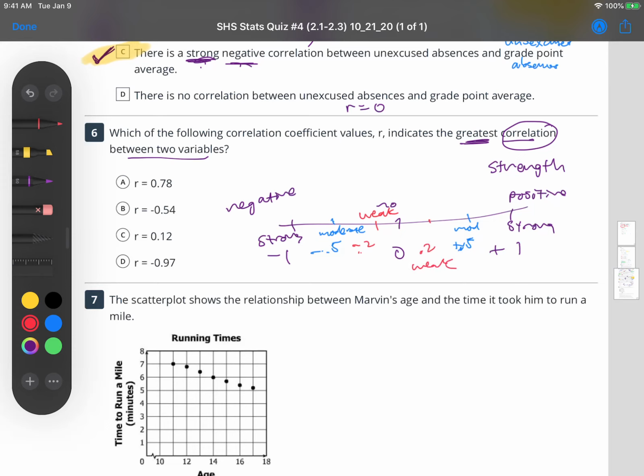Okay, so which one of these has the strongest numbers, meaning in the purple? And that would be D. Number 6, the answer is D.